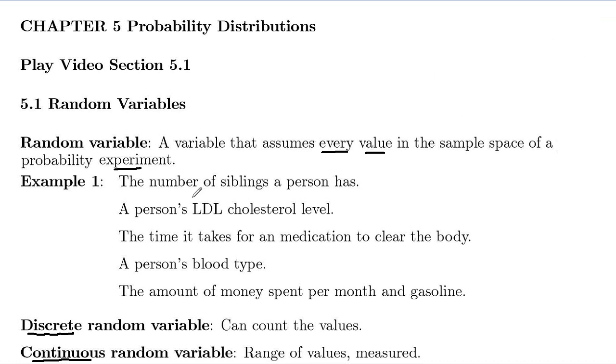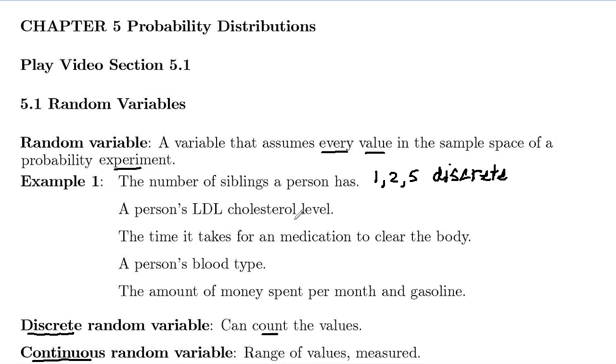So if we look at our example here, number of siblings that a person has, we want to know, is that discrete or is it continuous? Well, if you ask someone how many siblings they have, they're going to say, well, I have 1, or I have 2, or I have 5, for example. They're not going to say, I have 1.1. So you can count these, and there's space in between the values. Those are discrete. So you can count those values.